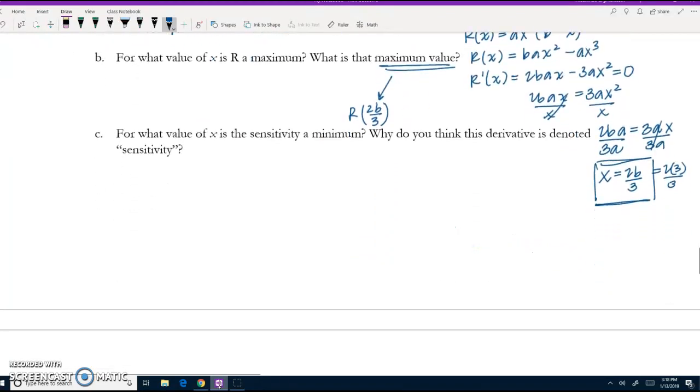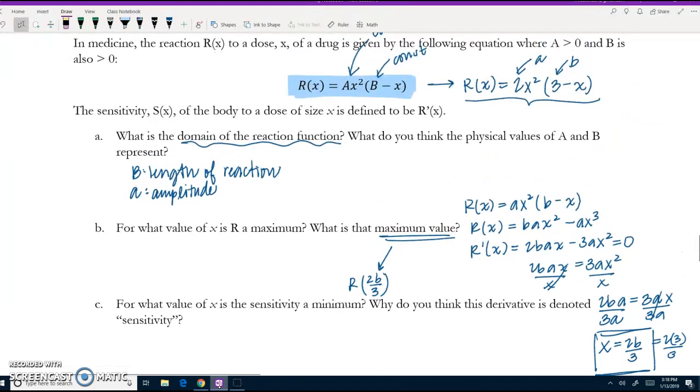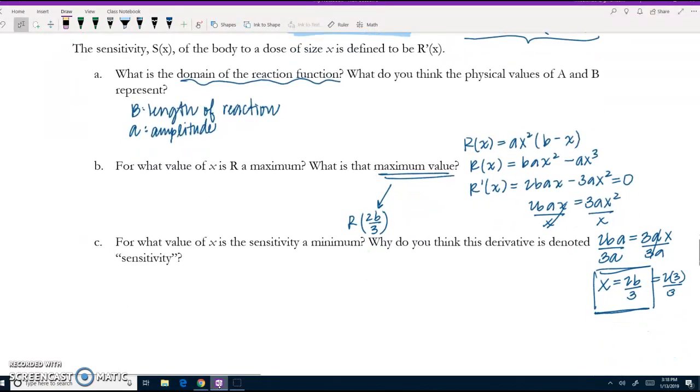For C, it tells us that the sensitivity of the body to a dose of size x is the derivative of this reaction expression. So what that just means is we already took the derivative. That was this guy right here. So the problem tells us that that quantity is what we call the sensitivity. So it says, when is the sensitivity a minimum? So that means we would really just take one more derivative.